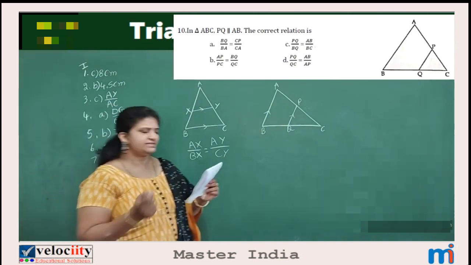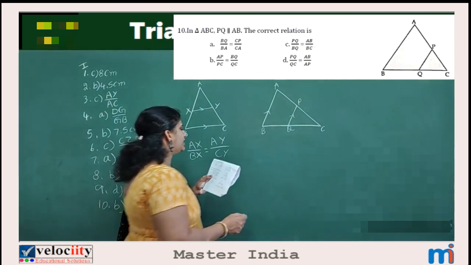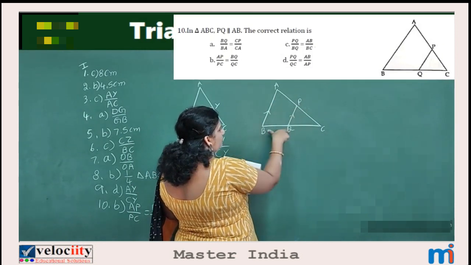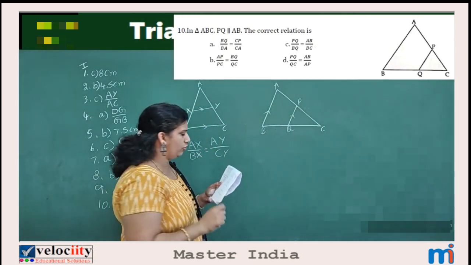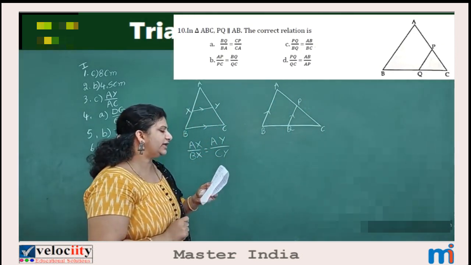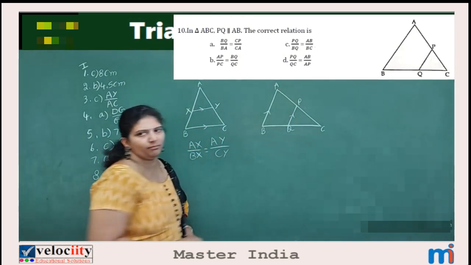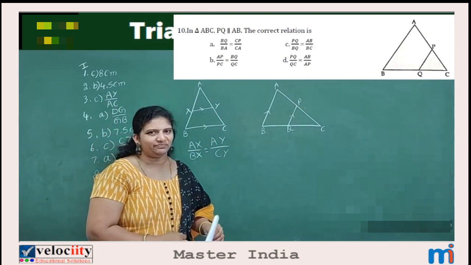Okay, let me see option C also here. That is PQ by BQ. PQ by BQ. Can you compare like this? No, never. And now option D, PQ by QC. No, I cannot compare. So I go with option B.